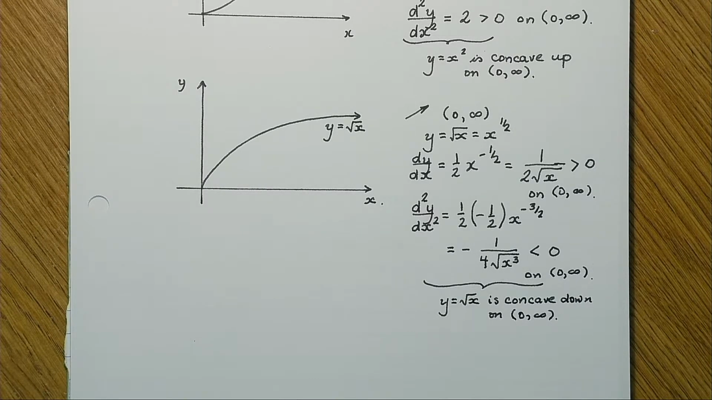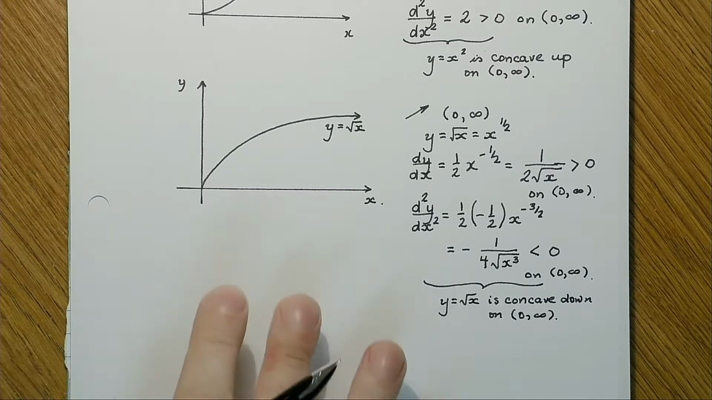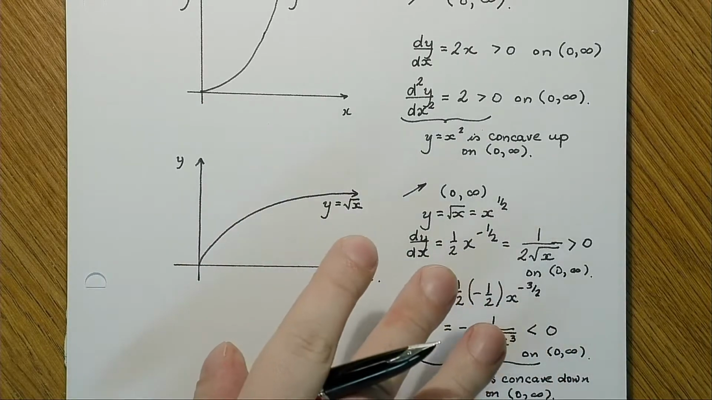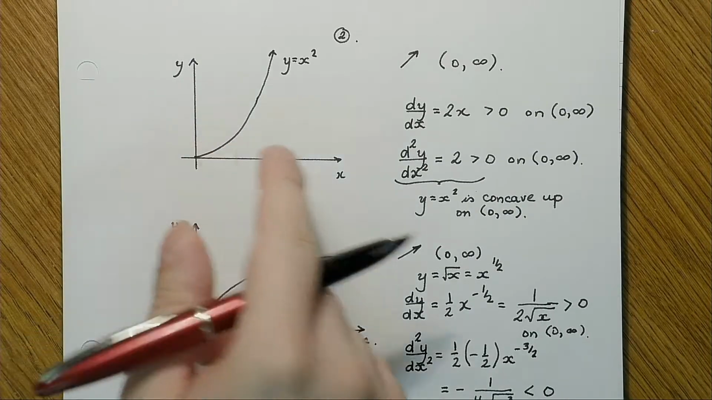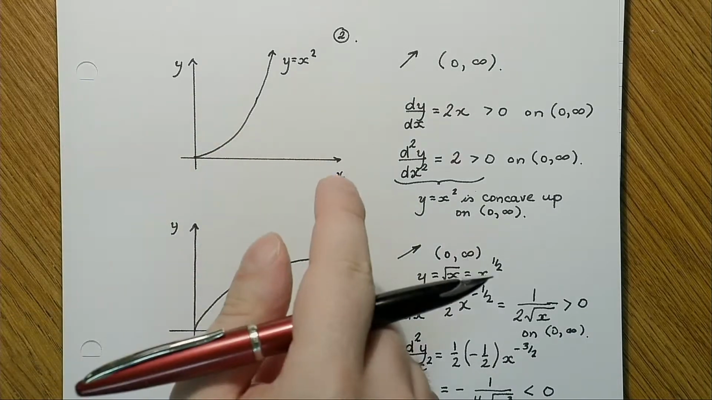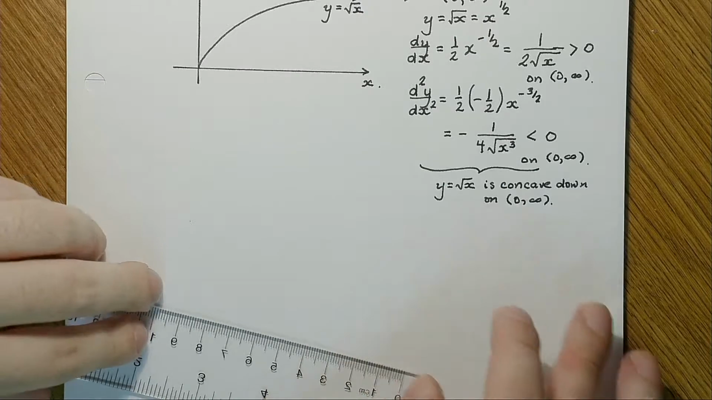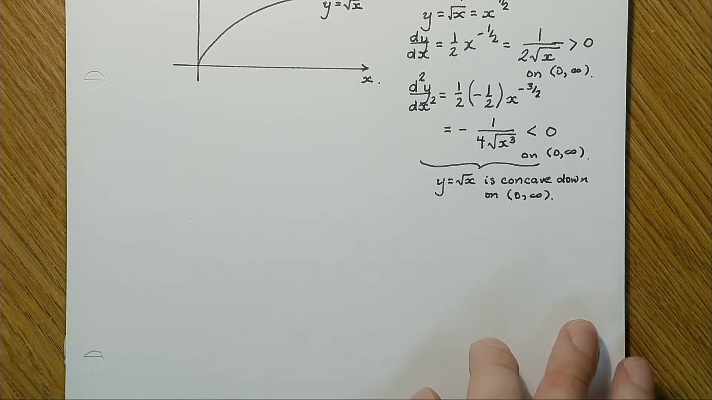And again, it just depends on what the application is. Like this would be good for COVID. We see that it's increasing, but it's slowing down. Or this is good for business. We see it's increasing and it's getting bigger. So the concavity helps to distinguish that bend in the graph.